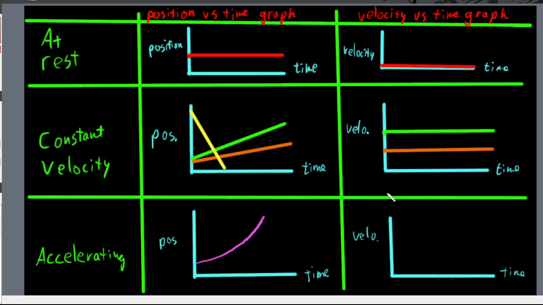And the yellow one would actually be in the fourth quadrant. It would be down in the negative area. I'm not going to sketch the yellow one because I didn't leave myself enough space to draw the fourth quadrant in. All right. What about if it's accelerating?